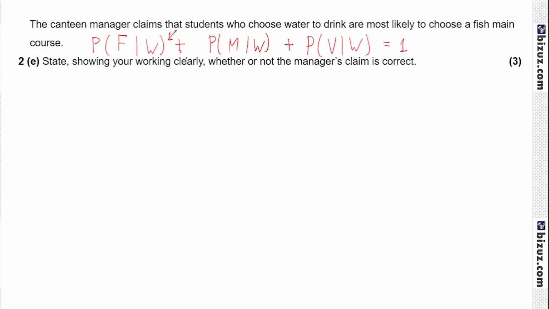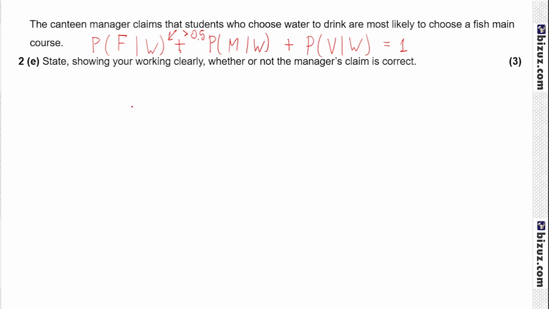So how can we show that? First, we might think that if we find all these three and compare them with each other, this one should come out the largest. That's how we'd solve it. But an even easier way is, since we know that their sum is equal to 1, if we just show that this is greater than 0.5, then the others definitely have to be less than 0.5. So this definitely has to be the largest one. So all that we need to show is the probability of f given w is greater than 0.5.